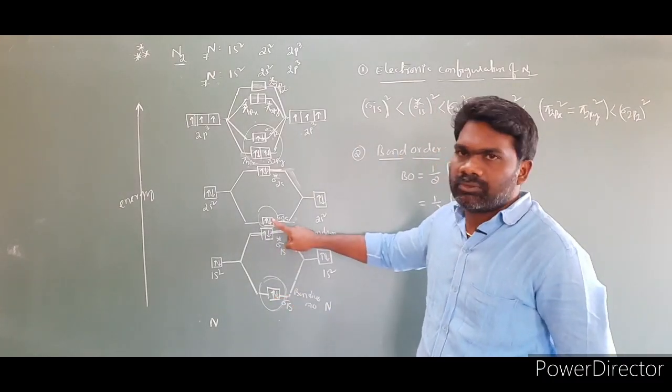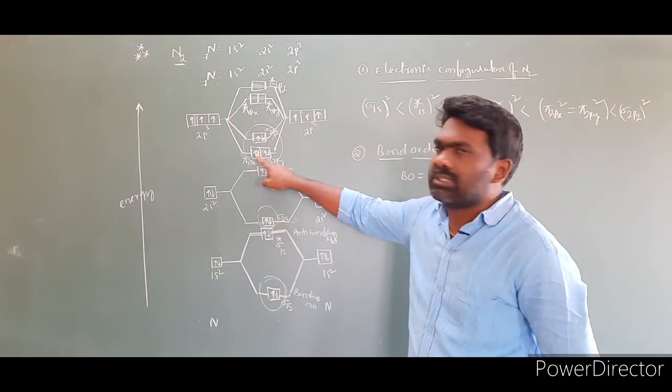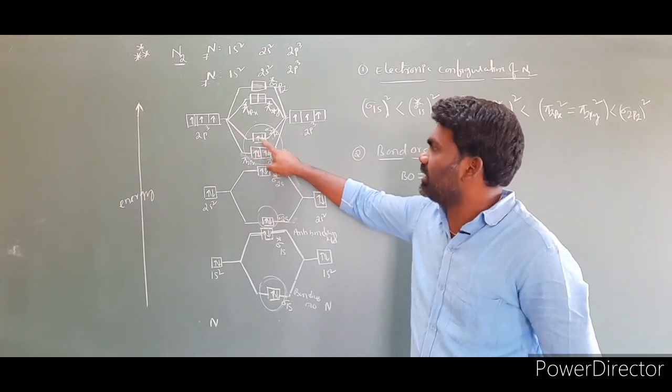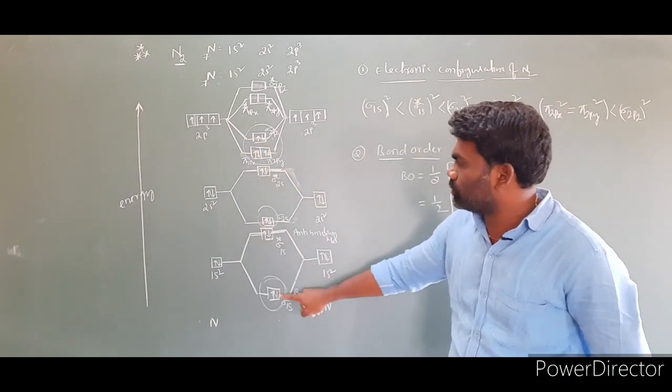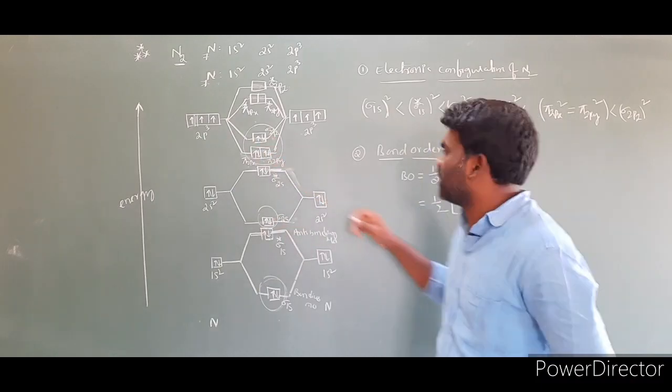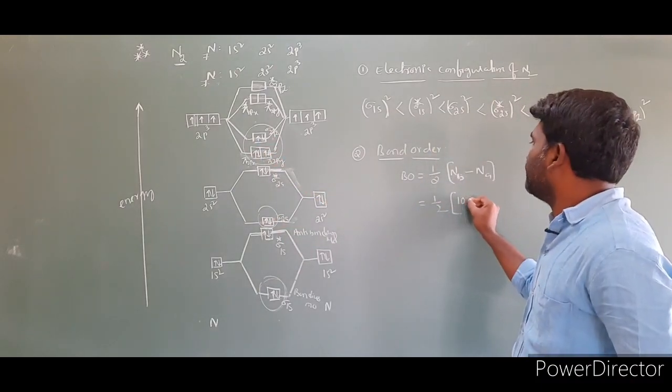2 plus 2 is 4, 4 plus 2 is 6, plus 2 is 8, and here is 2 more. Total 10. So here, 2 plus 2 is 4, plus these is 6, total 10. Bonding electrons are 10.